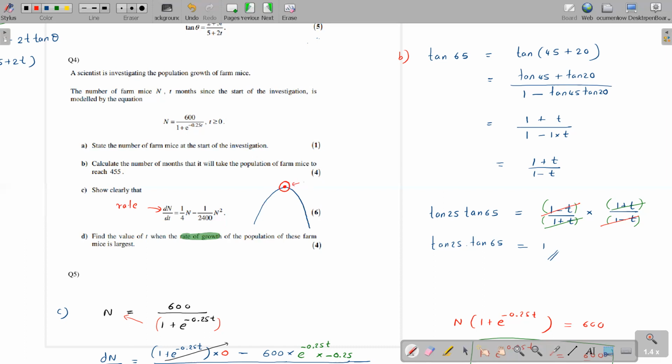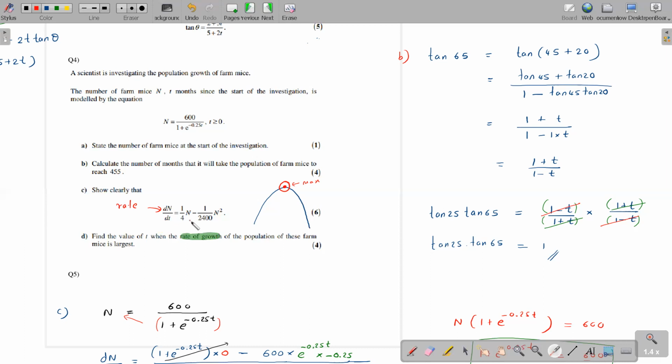Then the gradient is 0. So that means you have to make the gradient of your dn by dt graph become 0. Now dn by dt has this maximum graph, so you need to get the gradient of your dn by dt graph. What should you do? We need to solve it. Solve dn over dt equal 0?